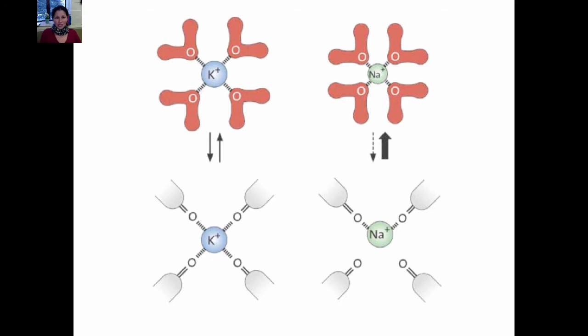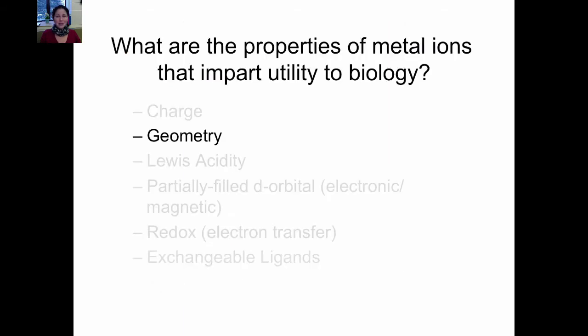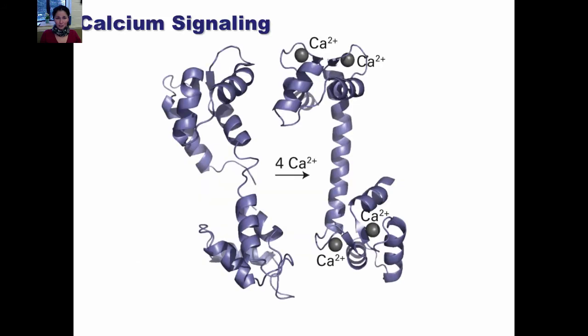All right, so now we've seen how the potassium and the sodium can both act as charge balance in nerve signaling, but also we can explain how the potassium channel works and how protein channels in general can select for one ion over another just based on size. Let's talk about the geometry of metal ions. And geometry is typically used as a structural scaffold for protein folding.